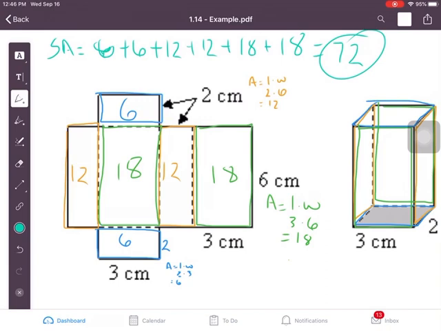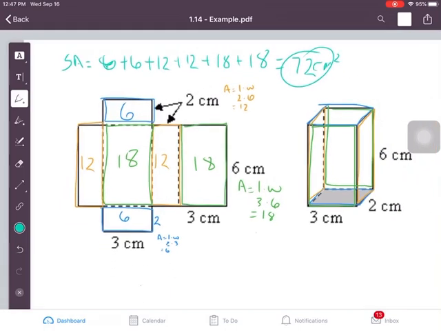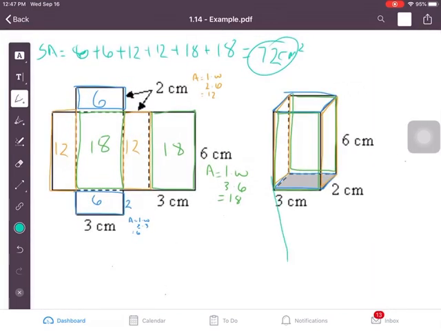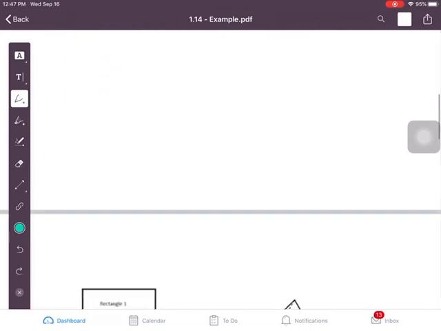Okay? That is going to be your surface area, 74 cubic centimeters squared. Okay? So that's what we're dealing with when we are talking about surface area of a rectangular prism. I want to show you guys some other examples.